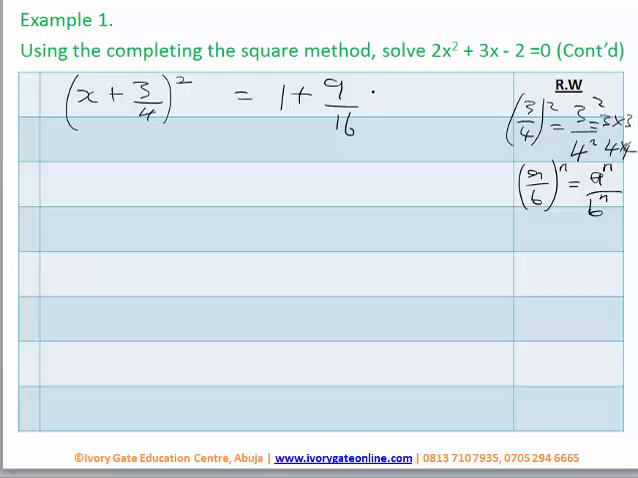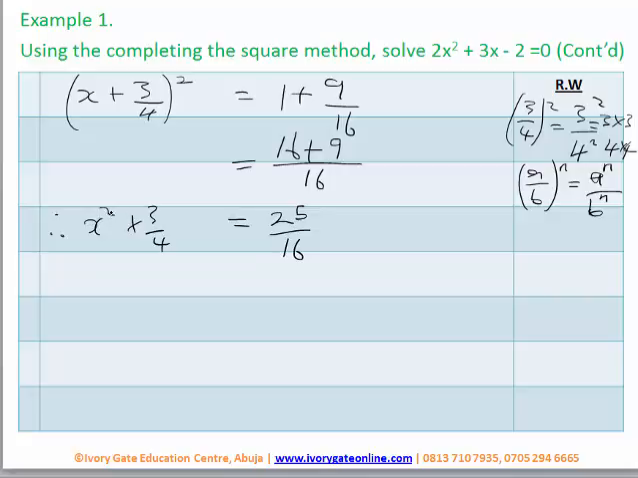Okay, working with that, we now have 3 times 3 is 9, divided by 4 times 4 is 16. Then with this, we take the LCM to be 16, then the 1 is 1 over 1, so the denominator here is 1. So we have 16 divided by 1, which is 16. Then 16 times 1 will give us 16, plus 16 divided by 16 is 1, 1 times 9 is 9. Then this gives us 16 plus 9 is 25 over 16. Therefore, we have that x plus 3 over 4, all squared is this.